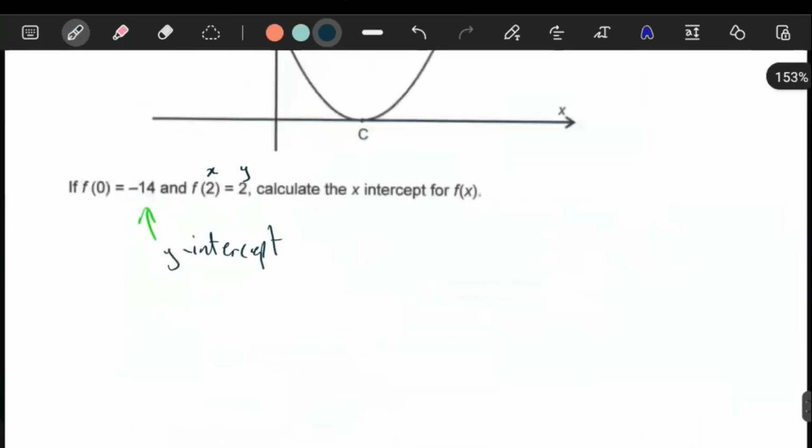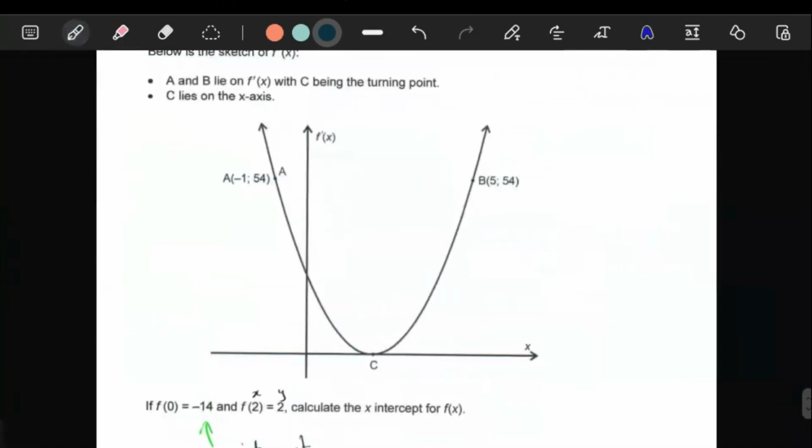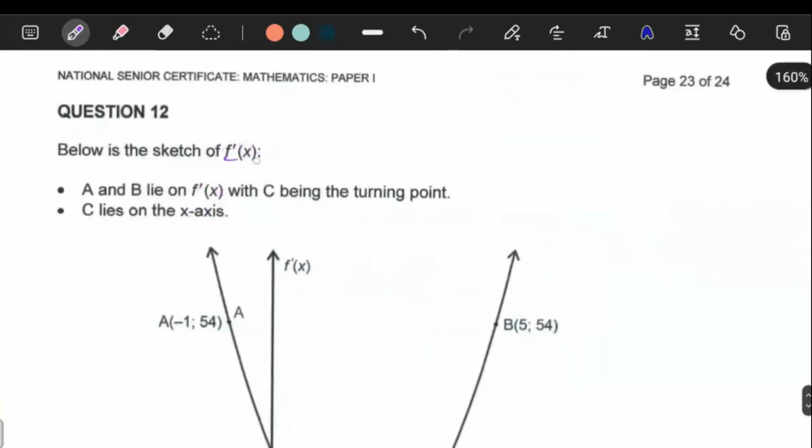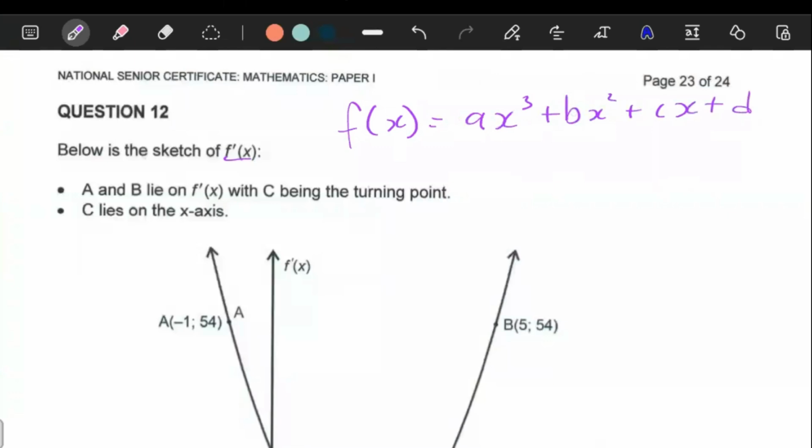But anyways, the idea is you have to remember that your original equation, you don't know what it looks like, but you know that if its first derivative is a parabola, it means that the original equation is a cubic function. That's given information that you just need to know. Because when you differentiate this cubic function, you get an equation of a parabola, which is what is sketched down here.